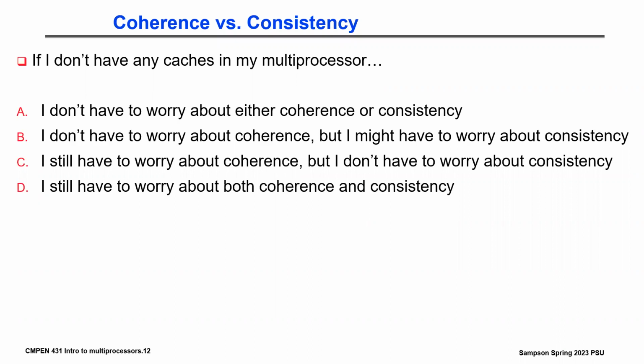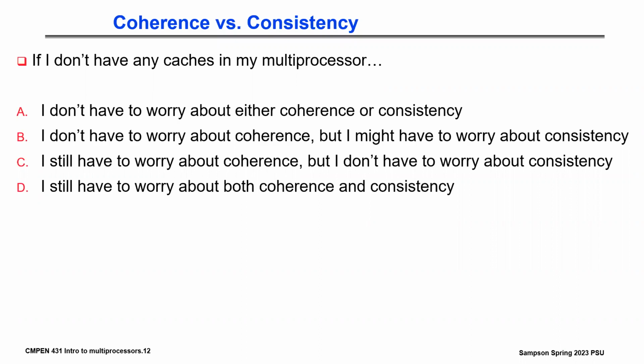That also means that this is not true. We'll go back to B, where getting rid of caches fixes your coherence problem. Still, consistency can be an issue. And consistency is about the ordering among multiple accesses. I can have consistency problems even in the absence of caches if, for instance, I do not have ordered delivery of messages to my memory system. Right? My reads and writes could get reordered.